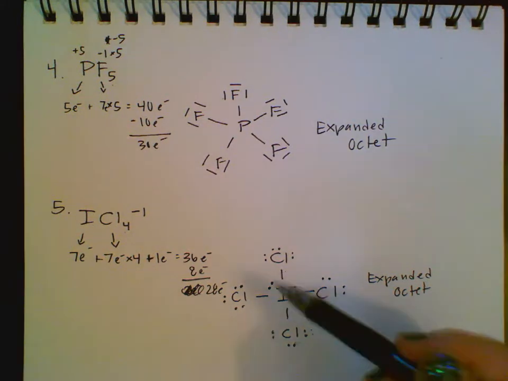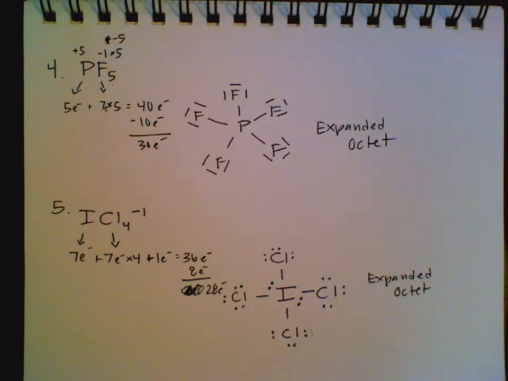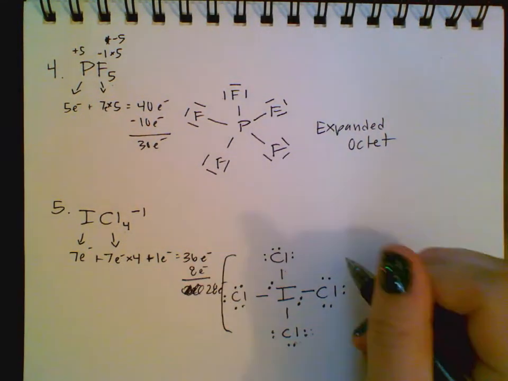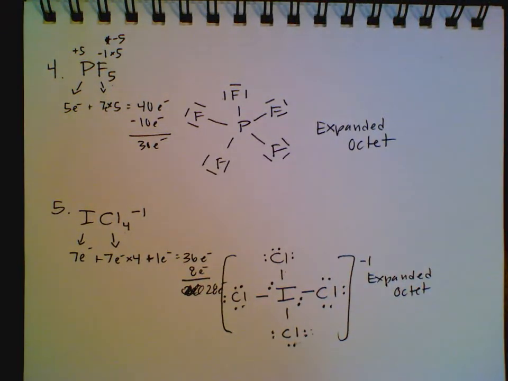And you have, in this case, 2, 4, 6, 8, 10, 12 electrons on your central atom. And that's totally okay in the case of iodine. Now, remember that this is an ion, so we have to put a -1 and a set of brackets around it as well. Okay? All right.